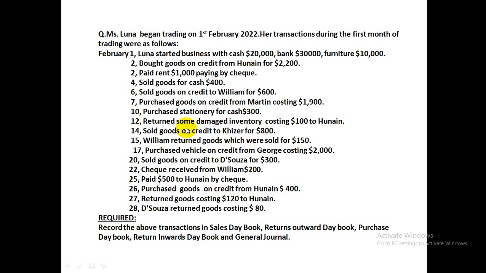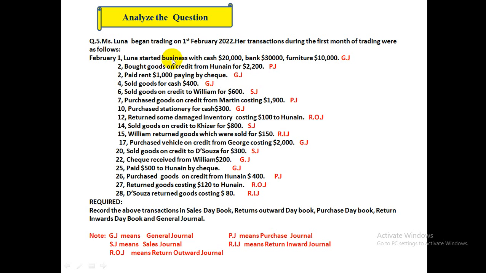So let's have a decision about recording the transactions. The goods which are purchased on credit will be recorded in the purchase journal. The goods which are sold on credit will be recorded in the sales journal. If the goods sold are returned to us by the customer, they will be recorded in the return inward journal. If we are returning goods which were purchased by us, they will be recorded in the return outward journal.